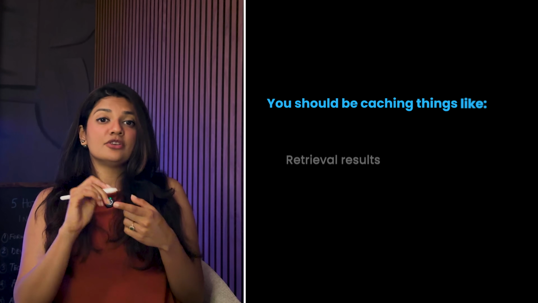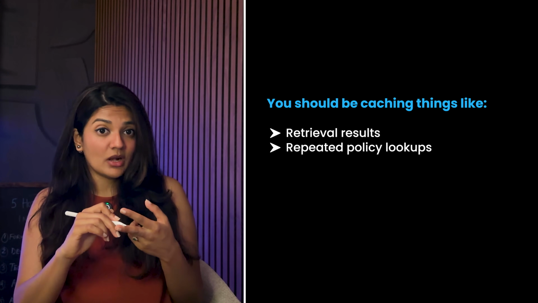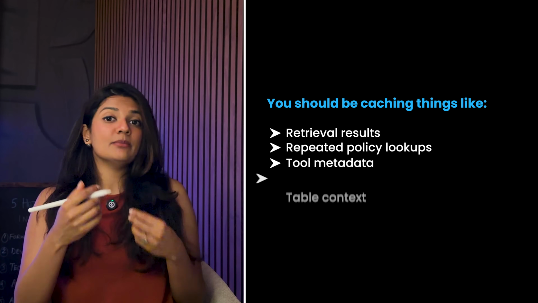Then you should limit tokens aggressively. Output tokens are both a cost lever as well as a latency lever. If the user only needs a 2-sentence answer, do not generate a long explanation. If the downstream system only needs JSON, do not ask for prose. Now, this one is also important. Use caching where it makes sense. You should be caching things like retrieval results, repeated policy lookups, tool metadata, as well as table context. And then you can also do batching and asynchronous execution for non-blocking work like evaluation and summaries.